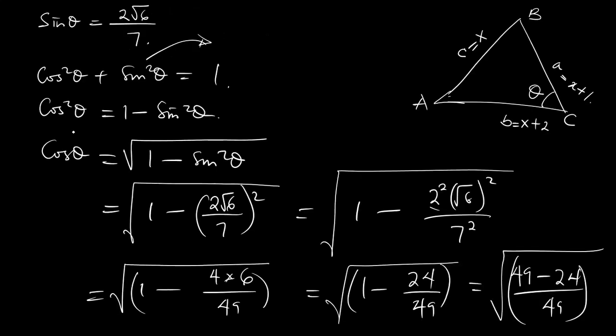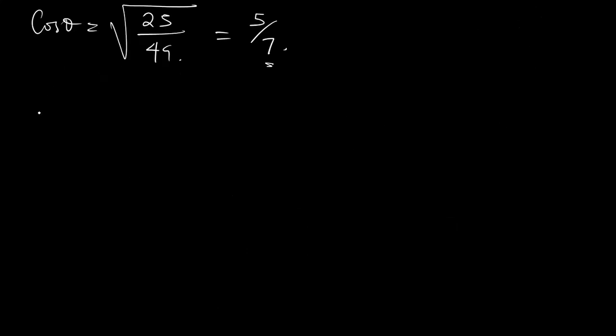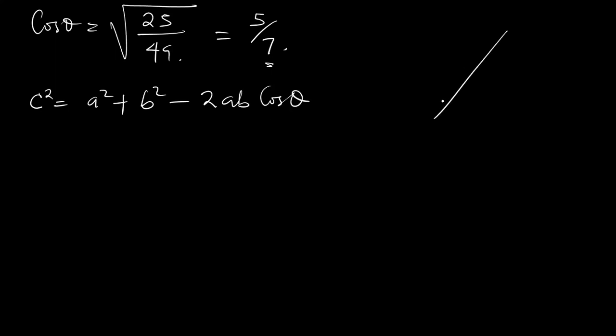Now using the cosine rule, you see the smallest side is the side that is opposite to this angle theta. So that side, which is c square, will be equal to a square plus b square minus 2ab cos theta. If you have something like this, here is c, here is a, here is b, and here is theta. So that is when this is the formula.